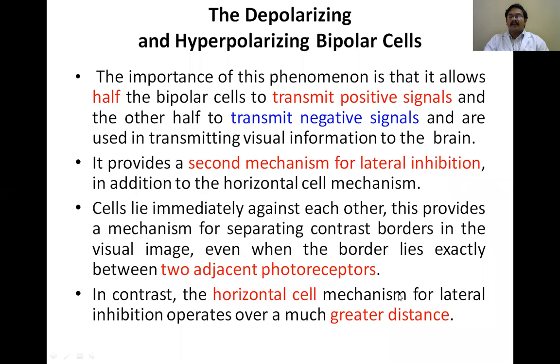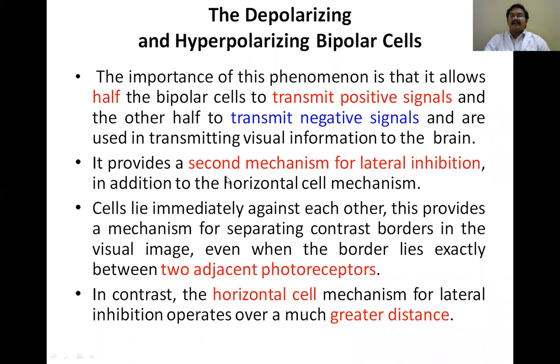The depolarizing and the hyperpolarizing bipolar cells: what is their importance? Half of the bipolar cells transmit the positive signals, and the other half transmit the negative signals. These are used for the transmission of the visual information to the brain.